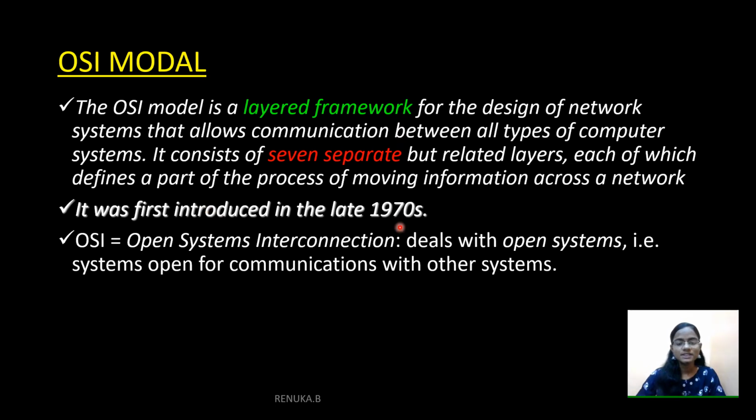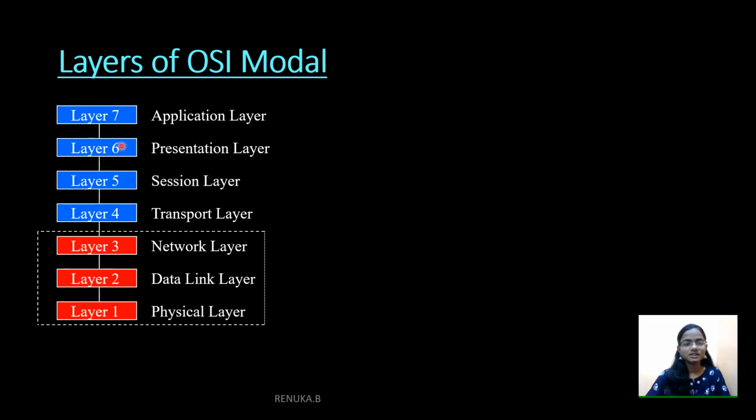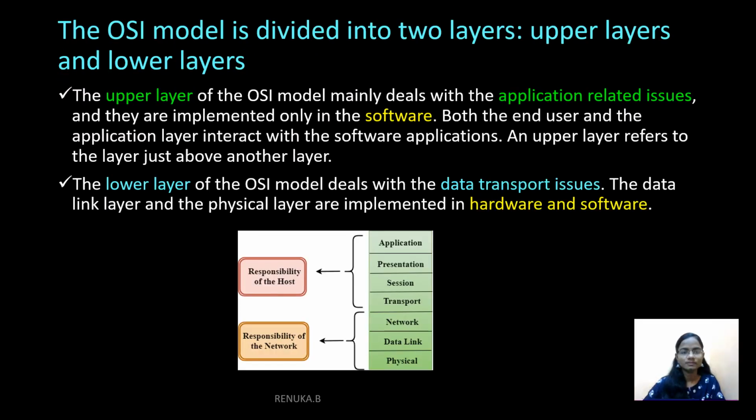It was introduced in the late 1970s. These are the 7 layers of the OSI model. The 7th layer is the application layer, then the presentation layer, session layer, transport layer, network layer, data link layer, and at last the physical layer. Layers 1 to 4 relate to communication technology, and layers 5 to 7, that is the session layer, presentation layer and application layer, relate to the user application.